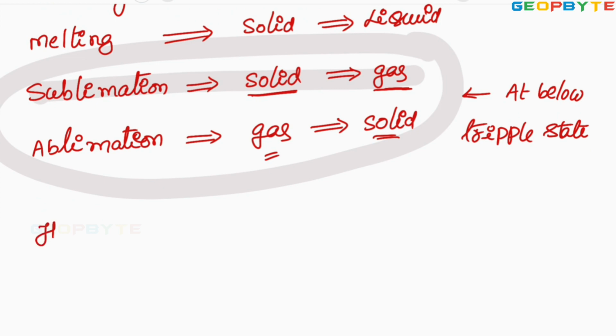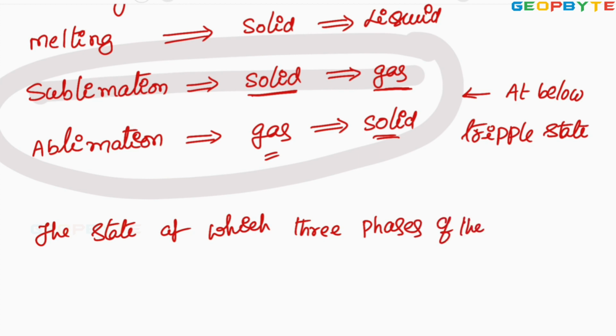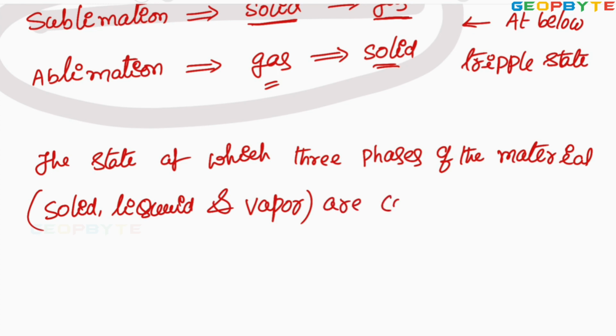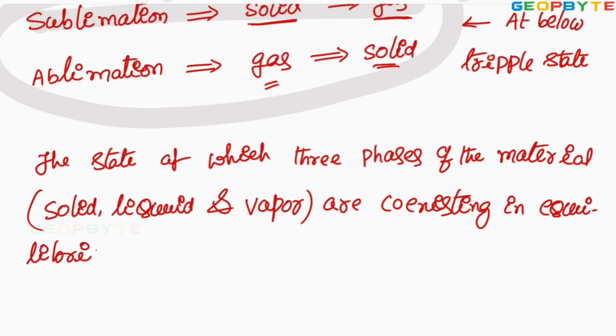Triple point state means the state at which three phases of the material, like solid, liquid and vapor, are coexisting in equilibrium state is called triple point state.